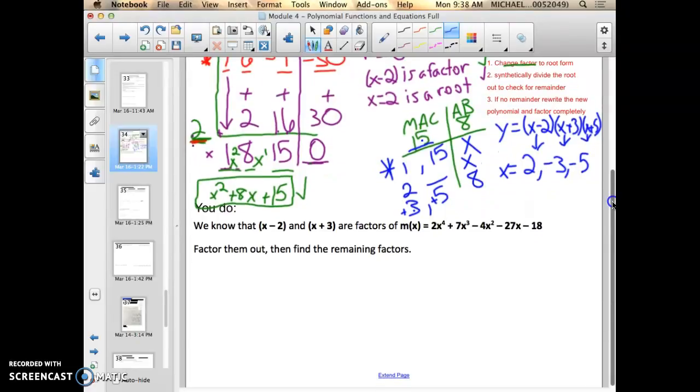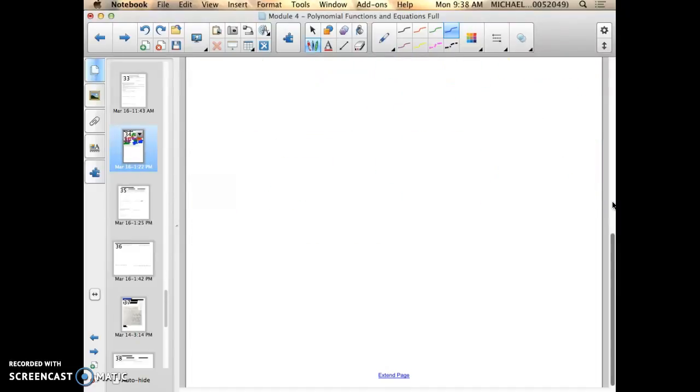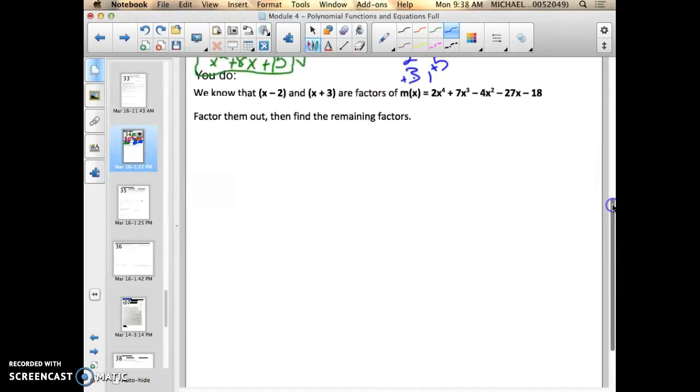All right, moving on though, again, to re-hit this objective, I want you to be able to check to see if factors are factors of a given polynomial. So I'm going to have you practice the skill of synthetically dividing to check for a remainder again. And so in this case, it's giving us 2 factors in the question of this polynomial.